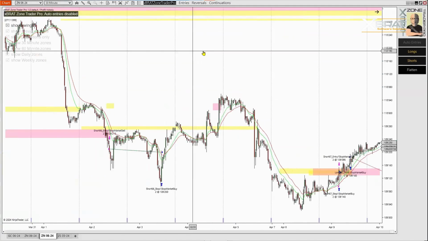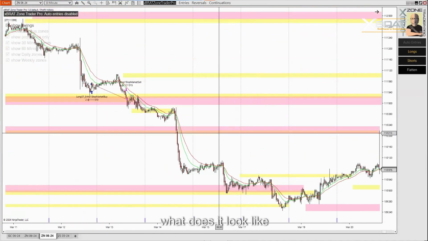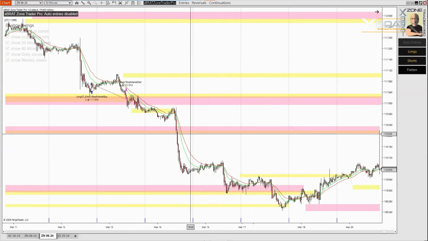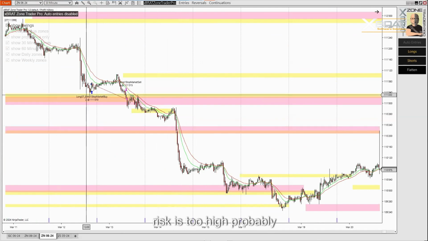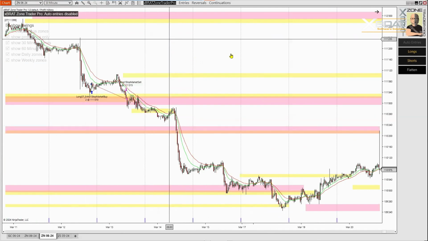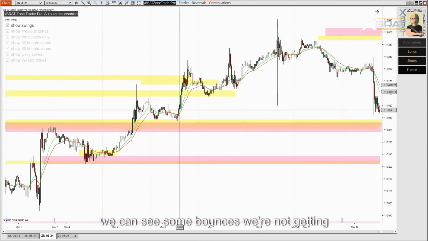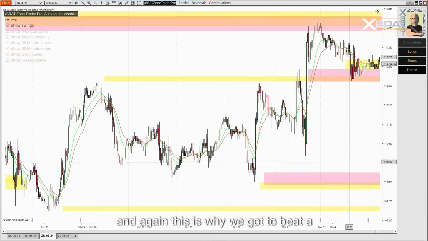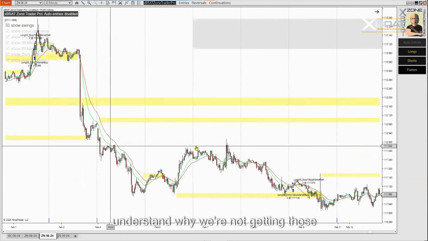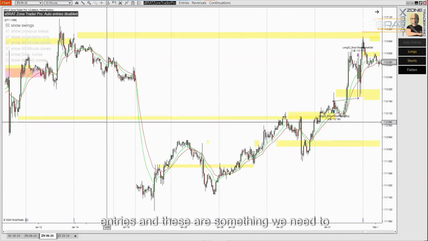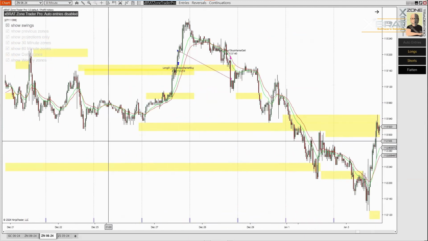Okay. What does it look like? Why is it not taking that trade? Because the risk is too high? Probably. I think there's some good trades here. We can see some bouncers. We're not getting some entries. And again, this is why we've got a beta testing group, to understand why we're not getting those entries, and is there something we need to do differently for short-term swing trading?